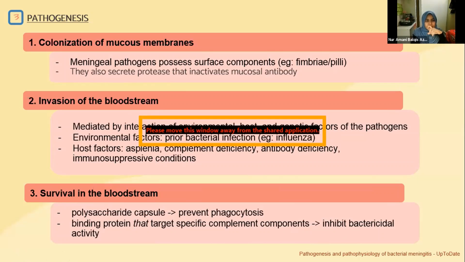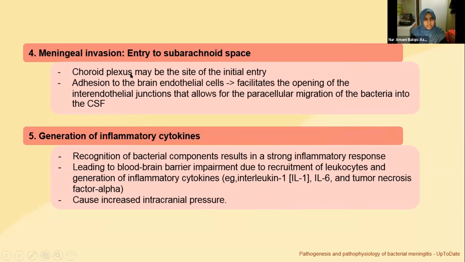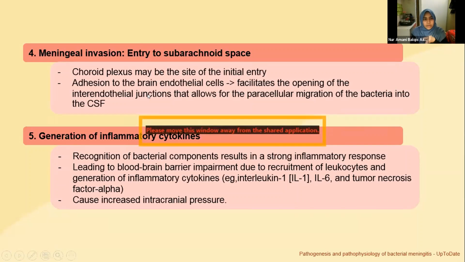Okay, so after surviving in the bloodstream, they need to go to the meninges. So how do they gain entry to subarachnoid space that contains CSF? Firstly, it may be through choroid plexus, and they also adhere to the brain endothelial cells. This facilitates the opening of interendothelial junction. So when the junction opens, they migrate into the CSF. Okay, so when they are in the CSF, finally, there is a generation of inflammatory cytokines.